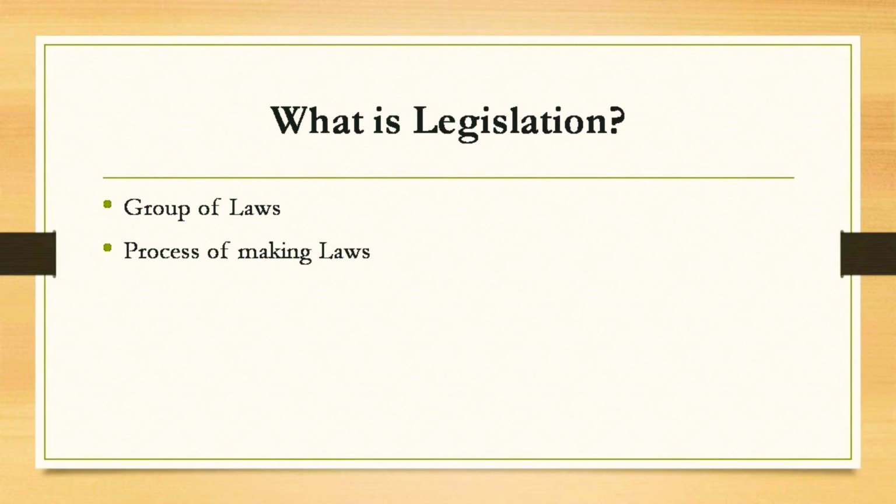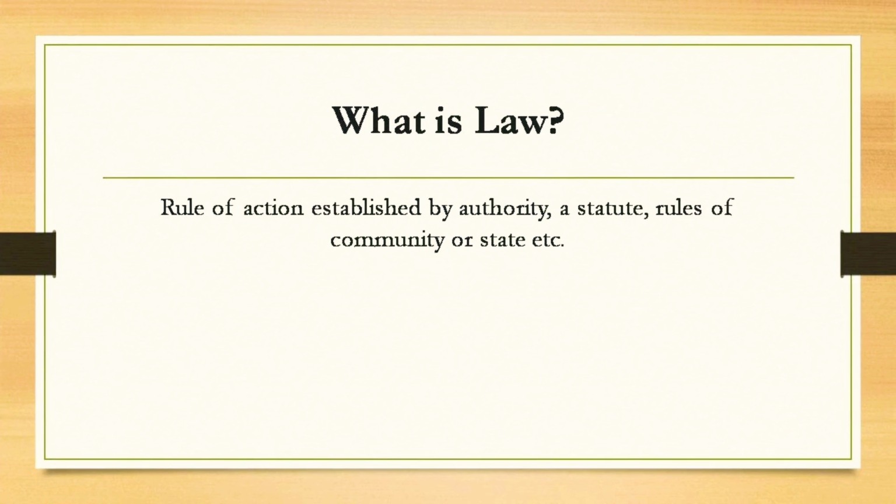But before we start, we need to know what legislations are. Legislations are nothing but a group of laws, or you can say the process of making different kinds of laws. But then what do you mean by law? It is nothing but a rule of action established by authority. It is usually the government authorities, a statute, or rules of a community or state. So, in short, the rules given by any community, central authority, or state authority are called law.